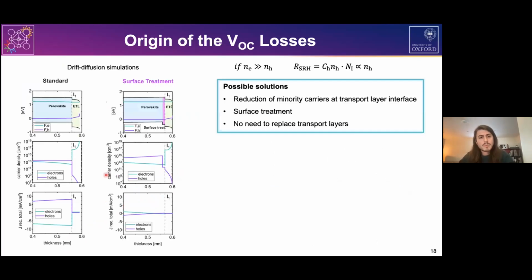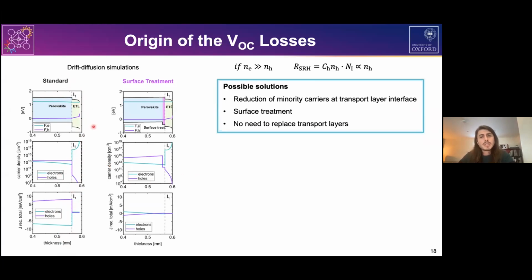So we went a little deeper in understanding the losses at this interface with some other simulations. Here, we just wanted to look at the specific interface when we have a misaligned transport layer. If you look at the carrier density profile here, we end up with a very large electron density in the electron transport layer, which can recombine with a fairly large density of holes in the perovskite. This would give rise to quite a large recombination current.